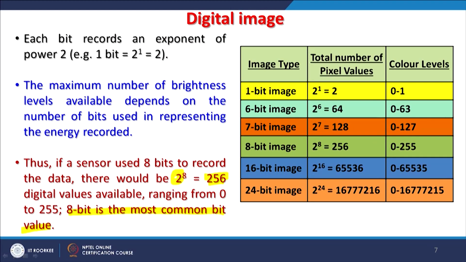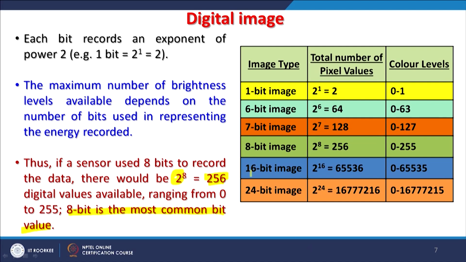So this is a sort of summary. As I have mentioned, if it is a 1-bit image, that is a binary image, the total variations you can have are 2, and the pixel value can be either 0 or 1. If I take the example of 7 bits, then 2 power 7, the total number of variations is 128, with values varying between 0 to 127.